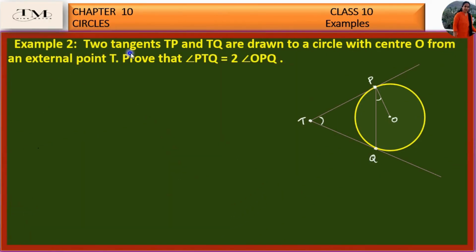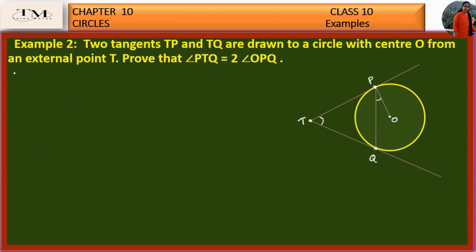Example 2. Two tangents TP and TQ are drawn to a circle with center O from an external point T. Prove that angle PTQ equals 2 times angle OPQ. So here, what is given? There is a circle. It has the center O. There are two tangents TP, TQ. P is the point of contact and T is the external point. So these are the things given. We have to prove angle PTQ is equal to 2 times angle OPQ.